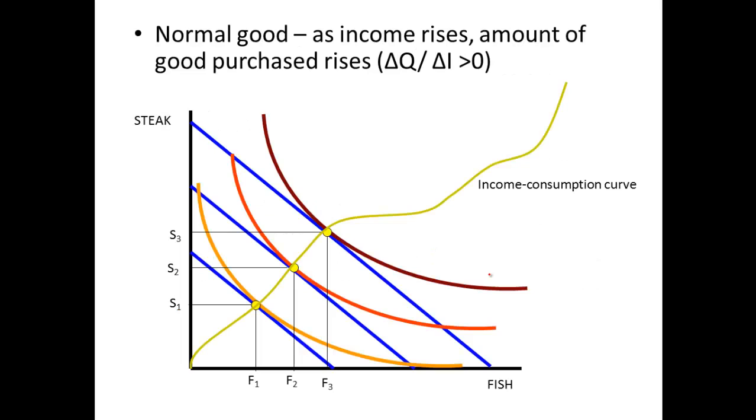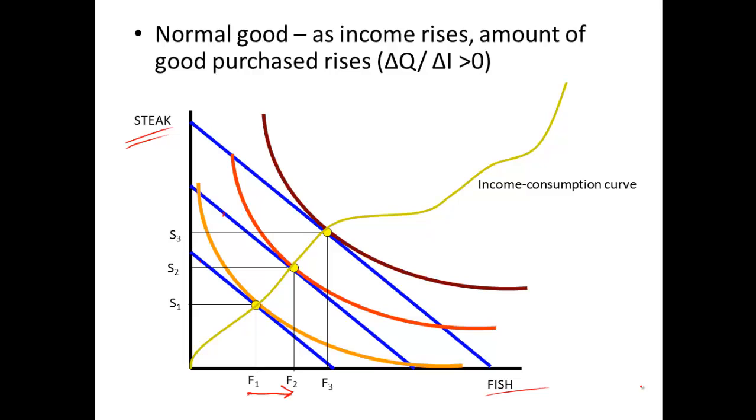So first of all, what's going on when we change income? Well, we can go back to our commodity space diagrams. We have some good on this axis, fish, some good on this axis, steak. And the blue lines are budget constraints that are shifted parallel. In other words, all that's going on between them is different levels of income. Now what we're asking is, what happens, for example, to the quantity of fish chosen as income goes from the income on the lowest budget constraint to the income associated with the second budget constraint? And what we see is that the quantity consumed goes from F1 to F2.